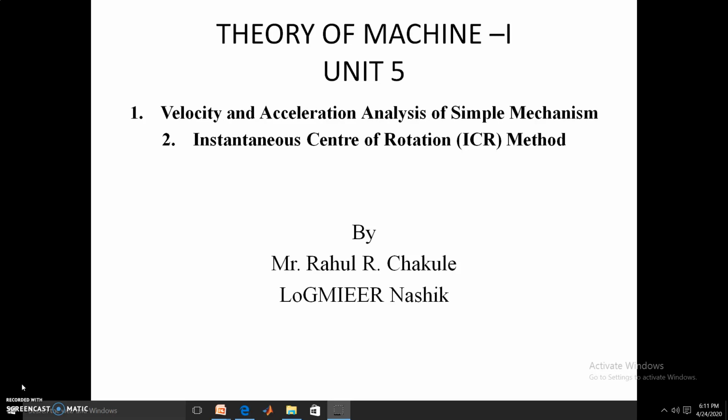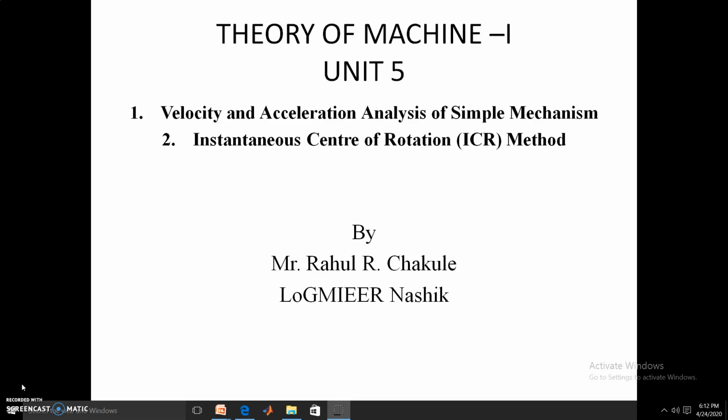Today we are looking at the method ICR, that is instantaneous center of rotation. It is again a graphical method, and in the syllabus it is given in unit number 5. Unit number 5 has the two methods that we have seen: one is the relative velocity and acceleration method, and another is ICR. So after taking some problems on the velocity and acceleration method for a simple mechanism, now we are looking at the second method, ICR.